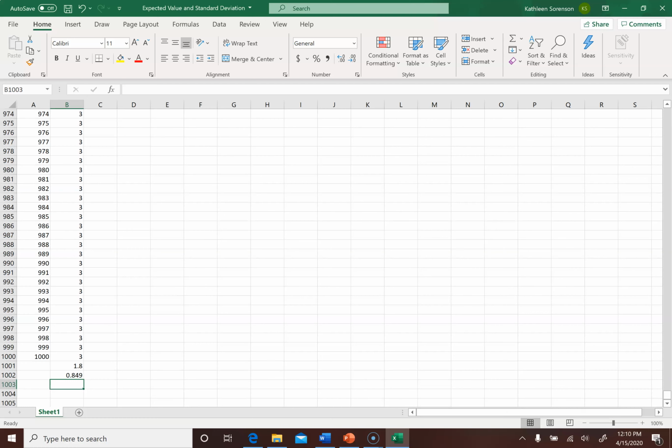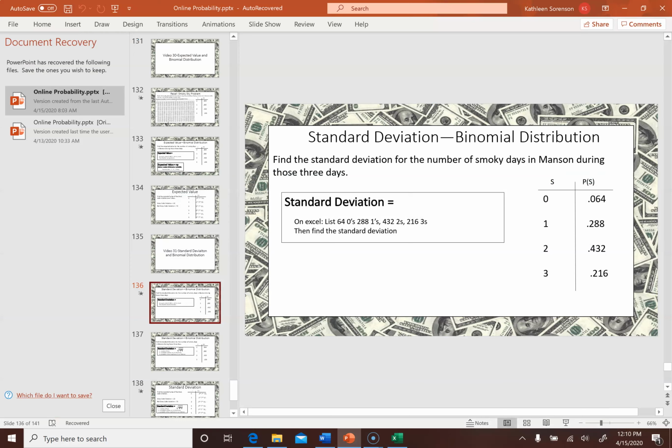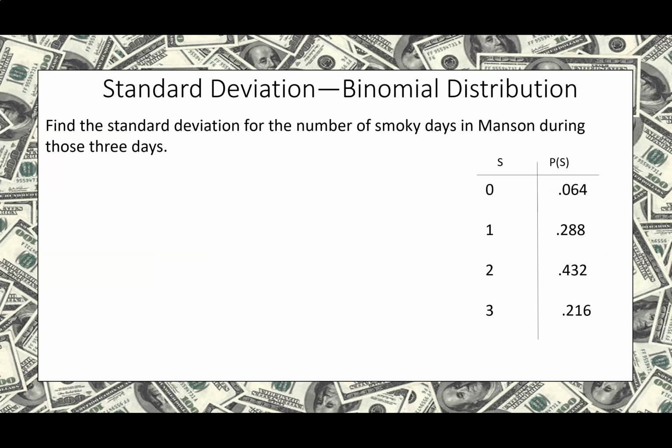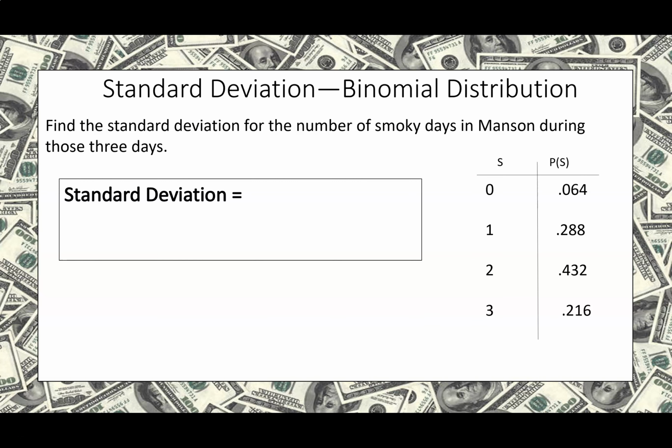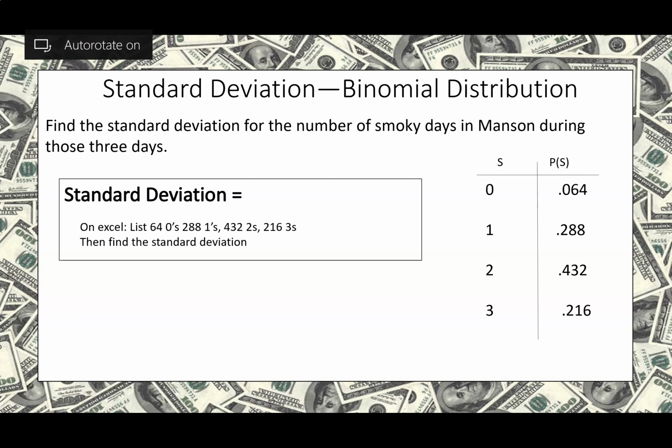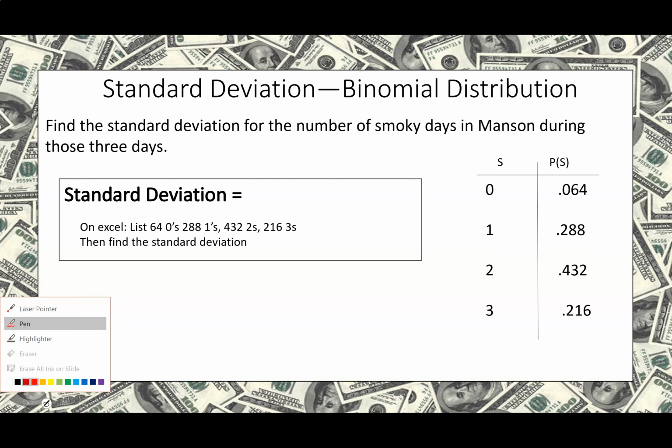That's quite a bit if you think about it, but it's basically saying it varies about 0.849 days per year in terms of what the standard deviation is. So that would be 0.849 days would be our actual answer. So our answer is 0.849 days.